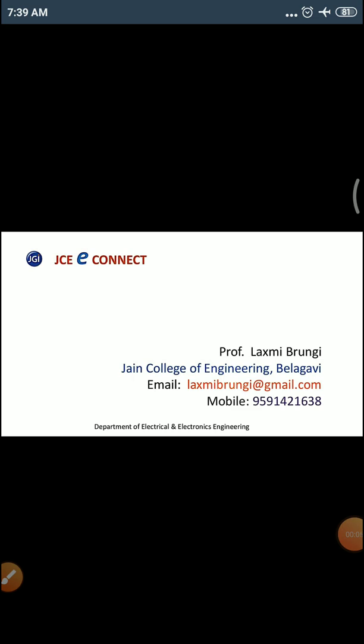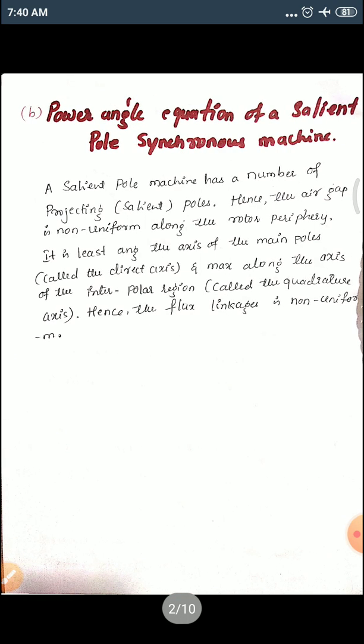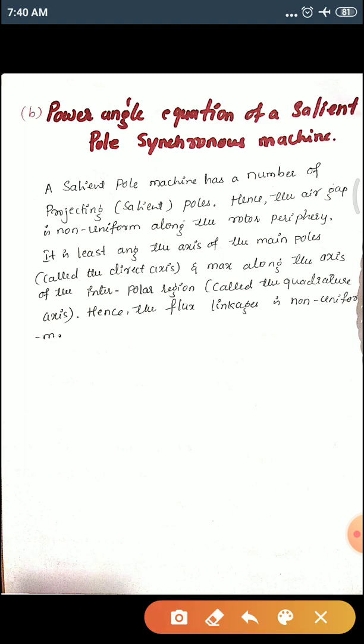In the previous class we have discussed the power angle equation of non-salient pole synchronous machine. Today we are going to deal with the power angle equation of a salient pole synchronous machine. As we have seen a difference between those two in the construction as well, the salient pole machine has a number of projecting poles, hence the air gap is non-uniform along the rotor periphery.